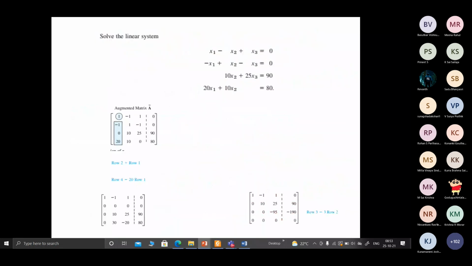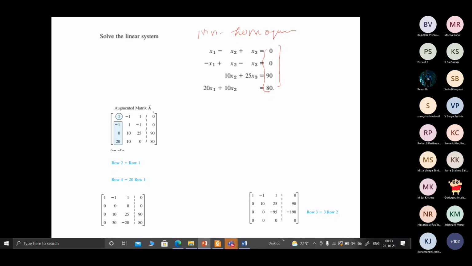Okay. So let us see some examples. We'll take this one. Is this a homogeneous system or a non-homogeneous system? Non-homogeneous system. So this is C, this is B. Now, please look at this.